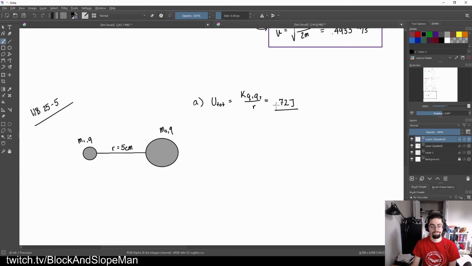Just like that. Now, part 2, we're asked to find the tension in the rope that's holding these two together. So, okay, that sounds like a job for a free body diagram.